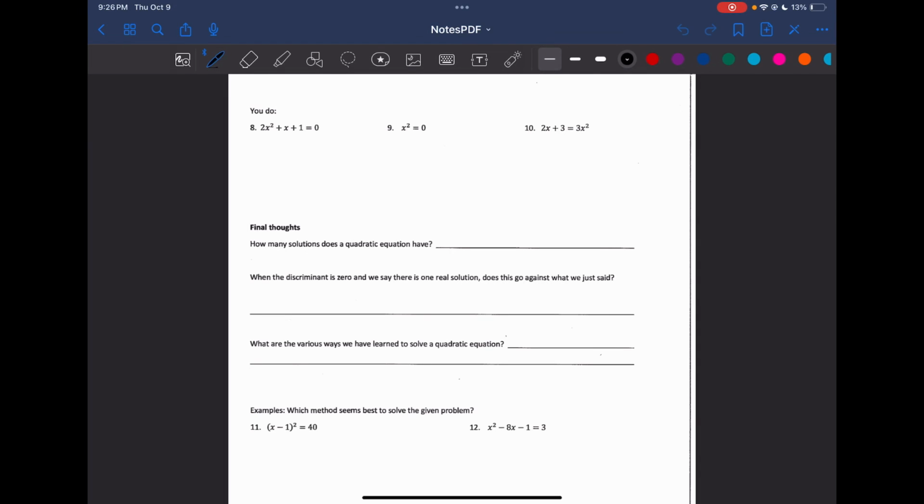Hello everyone, we're just going to finish up these notes for today and then you're going to get started on the additional worksheet, which involves solving using the 4 different methods that we've learned about so far. So first, let's finish these notes.